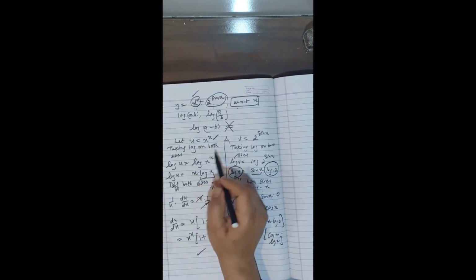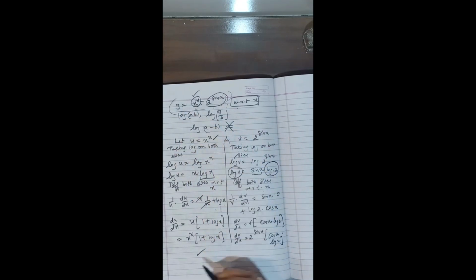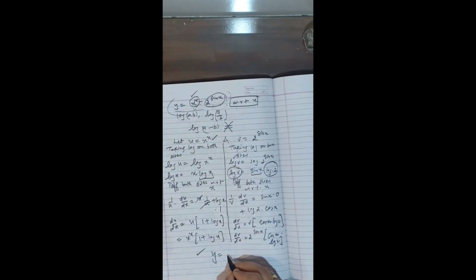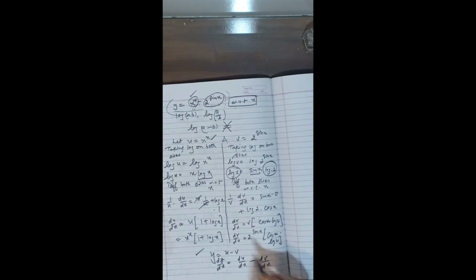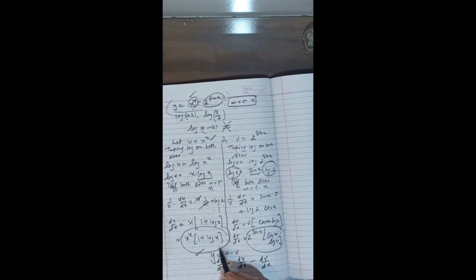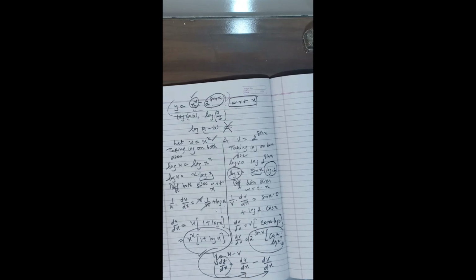Now what do we have to do? We started from here. So that means you have assumed y as u minus v. dy upon dx will become du upon dx minus dv upon dx. So this du upon dx and this dv upon dx, you will substitute here at both places to get the value of dy upon dx.